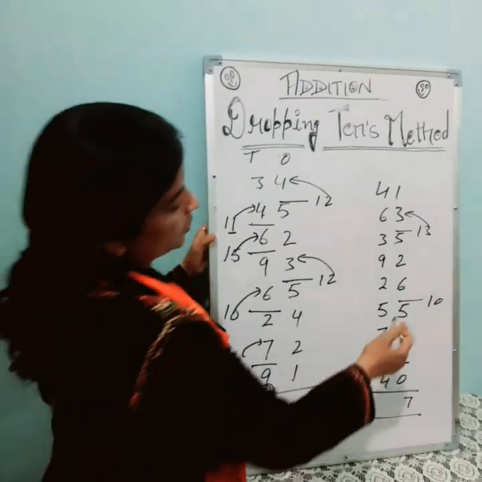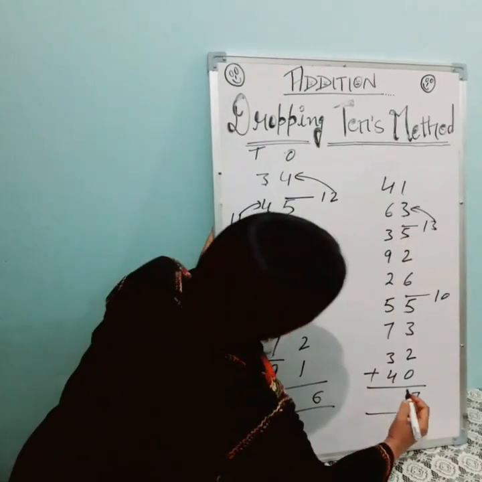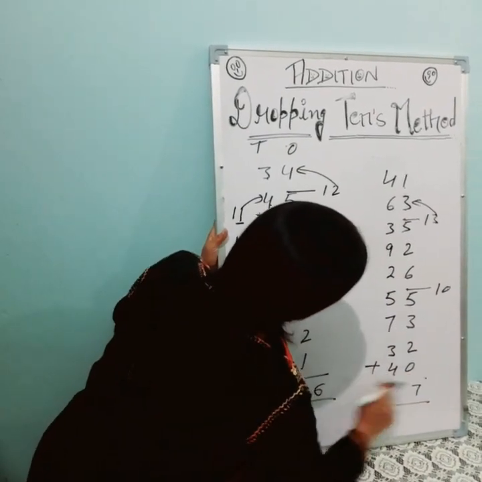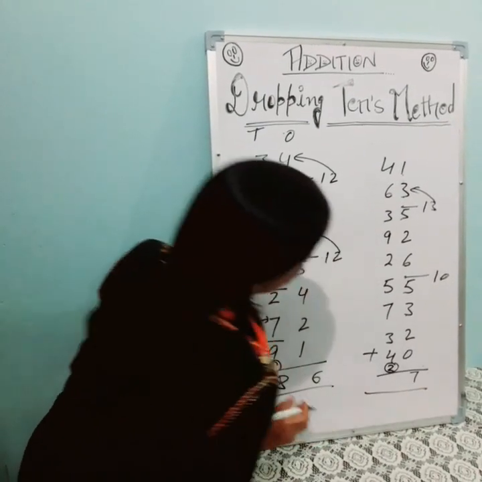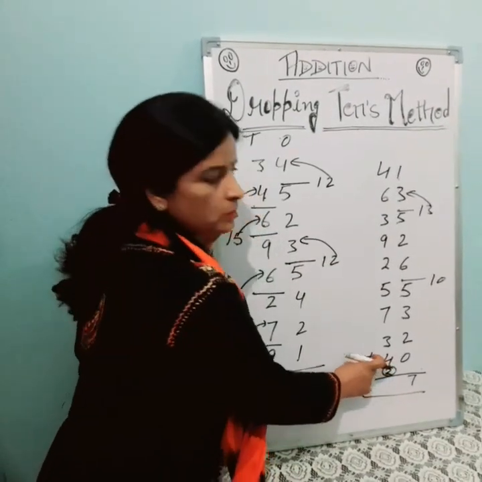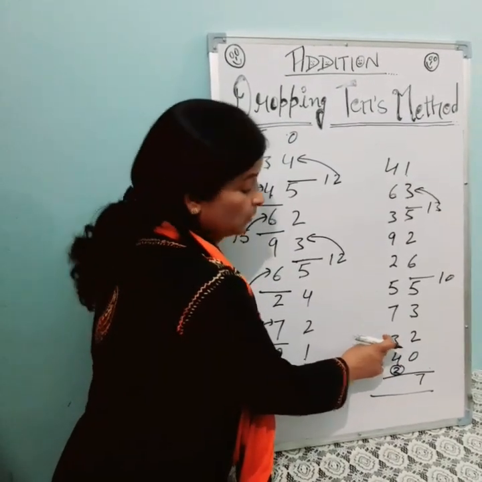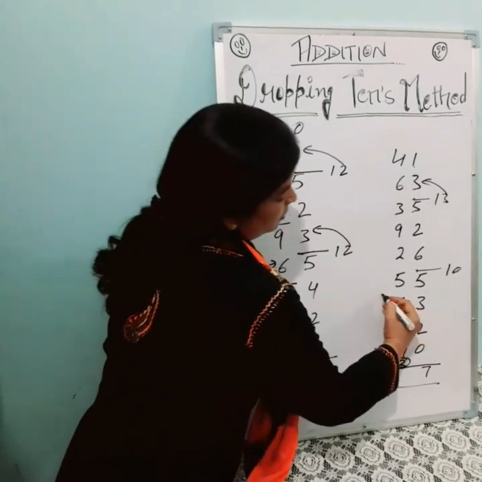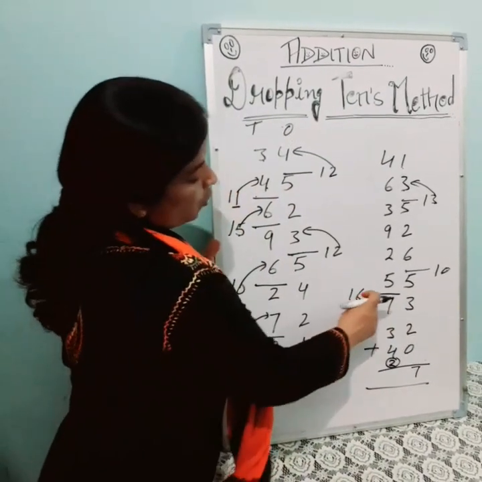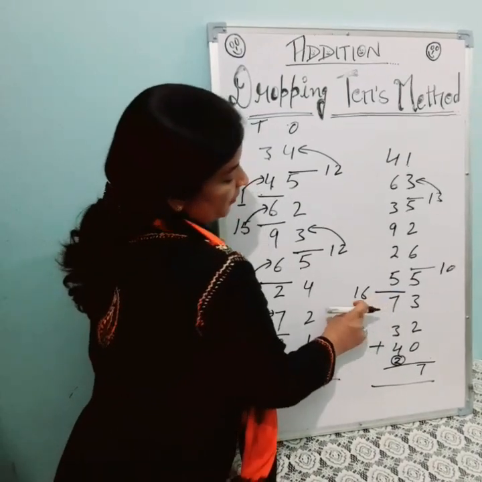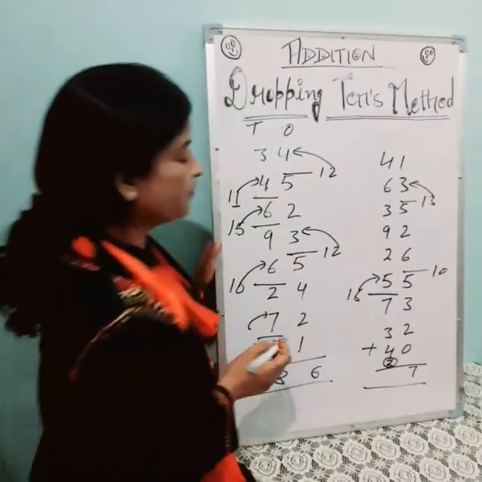After that we count the tens. How many tens are there? 1 and 2. 2 carry to the next number. 2 plus 4, 6. 6 plus 3, 9. 9 plus 7, 16. So drop 10 here. The remaining ones is 6. 6 carry to the next number.